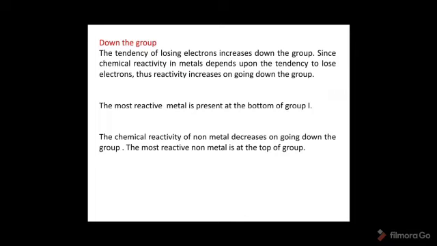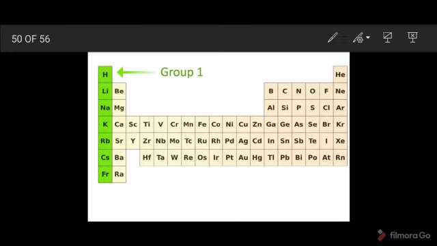So the most reactive metal is present at the bottom of group 1. The chemical reactivity of non-metals decreases on going down the group. The most reactive non-metal is at the top of the group. For metals, you take group 1 and 2 and representative elements, the boron family. So the tendency to lose electrons increases when you move from top to bottom. So the most reactive metals are present at the bottom of the group. But in the case of non-metals, the most reactive non-metals are present at the top of the group.